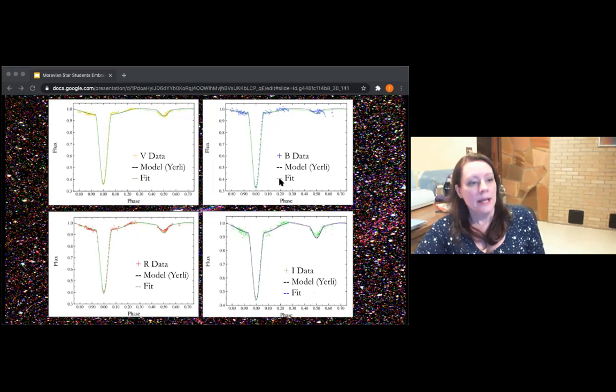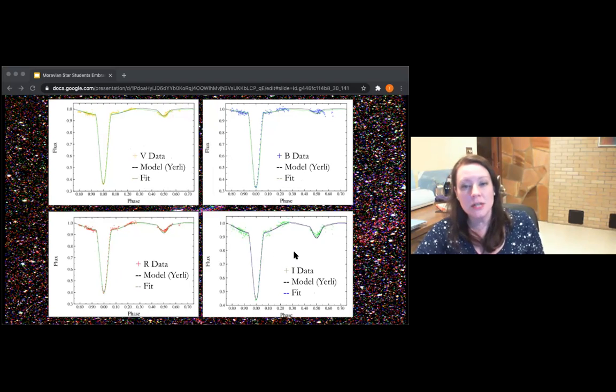And so Brian had put all of this into Binary Maker 3. And what you can see here is in each one of these, our data points are represented by the dots. The model based on the Yearly values, so the values from that paper, is the black line. And then the fit is a green line that's on top of that. And again, we've got visible, blue, red, and infrared filters here.